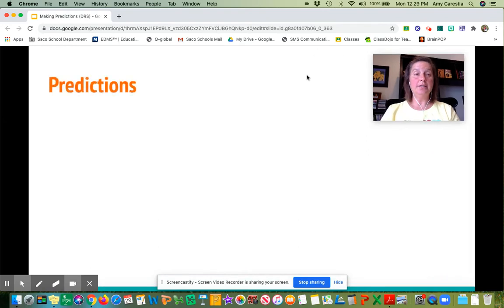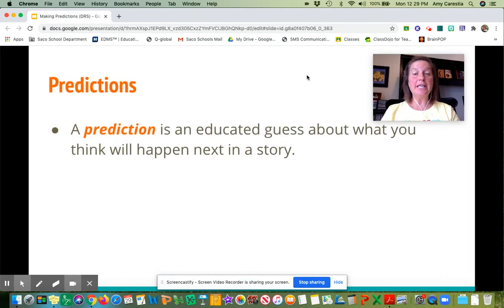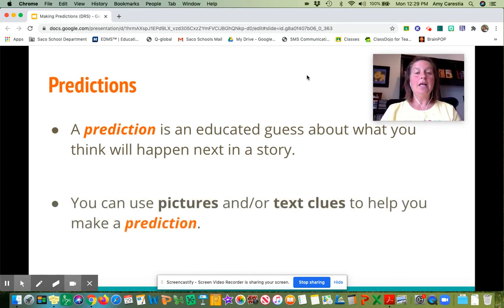So, predictions. Predictions are actually educated guesses about what you think will happen next in a story or in an article. So, it's an educated guess. You have to support your prediction with a variety of things that I'll get into in this lesson, but it is still a guess. In order to make your prediction less of a random guess and more of an educated guess, you can use pictures and text clues to help you make a prediction.